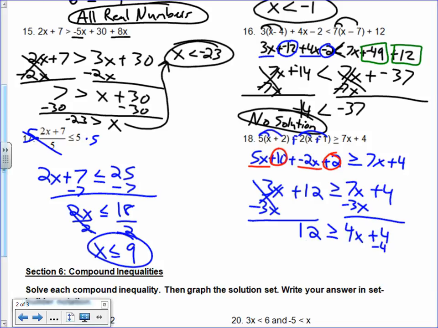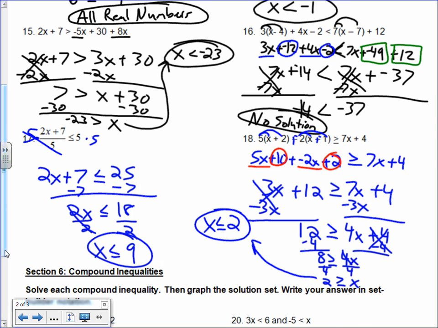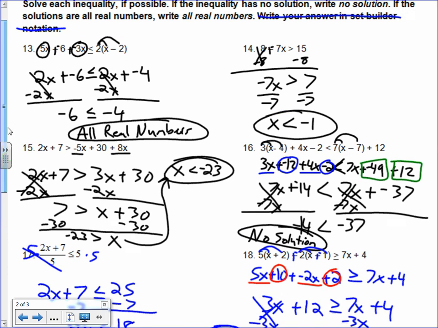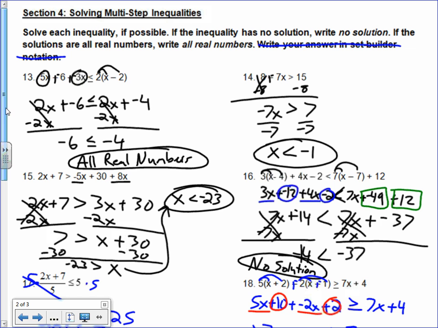Subtract 4 from both sides. We have 8 is greater than or equal to 4x. And then divide both sides by 4. And you get 2 on the left and x on the right. Rewrite that for your final answer so that the variable is in front. We'll say x is less than or equal to 2 because you flip it all. So that would be section 4 on multi-step inequalities.